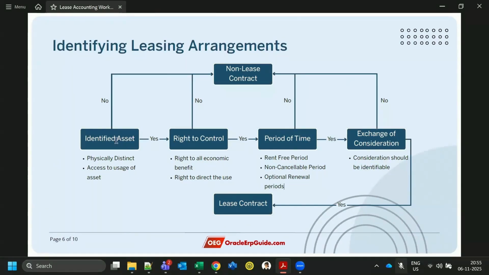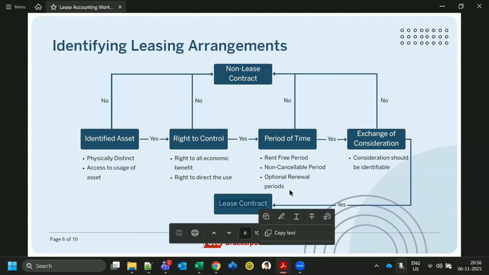Now, I've identified the asset. I have the right to control. I have a certain period of time for which I'm going to use the asset and then provide it back to the lessor. And there has to be an exchange of consideration here. When we talk about consideration, if you're saying that I'm taking a property for free, that doesn't amount to a lease contract. There are no values to be computed. There's no contract to be maintained. It's a non-lease contract to be handled by other regulatory rules. But if all of these four conditions are satisfied, that is where I term that this actually is a lease contract.